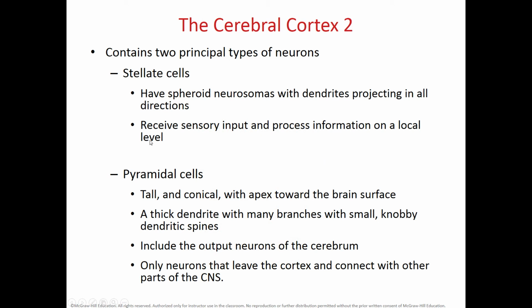Within the cerebral cortex, we not only have pyramidal cells, but we also have stellate cells that look like stars. The stellate cells receive sensory input and process the information at the local level, while the pyramidal cells send output information and connect with other parts of the CNS.